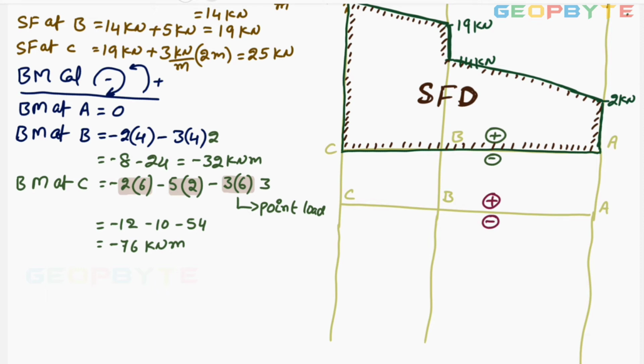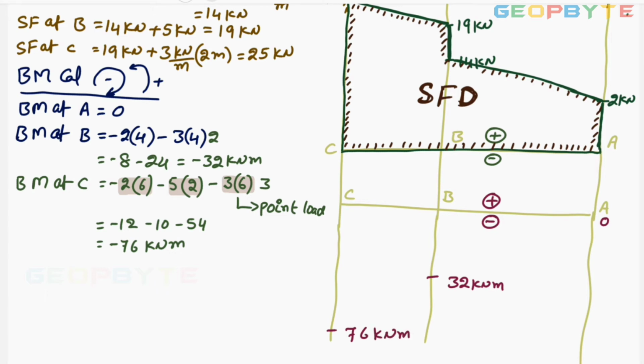Now, what is the bending moment at A, my dear students? The bending moment at A is 0. The bending moment at B is 32 kilonewton meter, and the bending moment at C is 76 kilonewton meter. That is the bending moment at C.